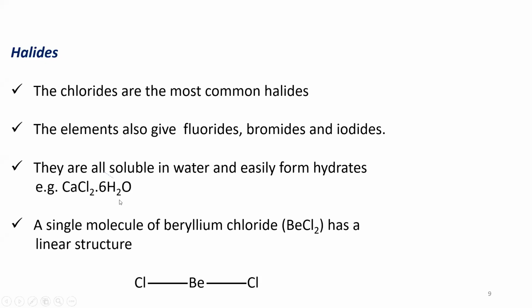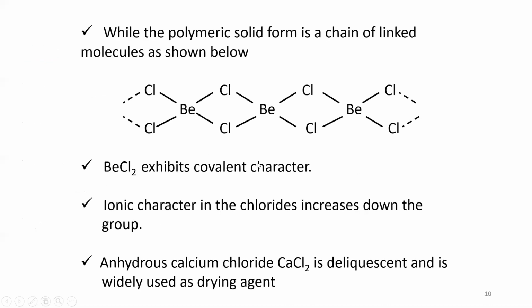Now, still looking at your beryllium, which is different from the other elements, your beryllium chloride has a linear structure. So your beryllium chloride can exhibit two types: we have the linear structure and we have the polymeric structure. And of course, we already know our beryllium is covalent because as we go down the group, basicity increases, acidity reduces. So your beryllium is more covalent, more acidic, and less basic. So your beryllium chloride exhibits covalent character.